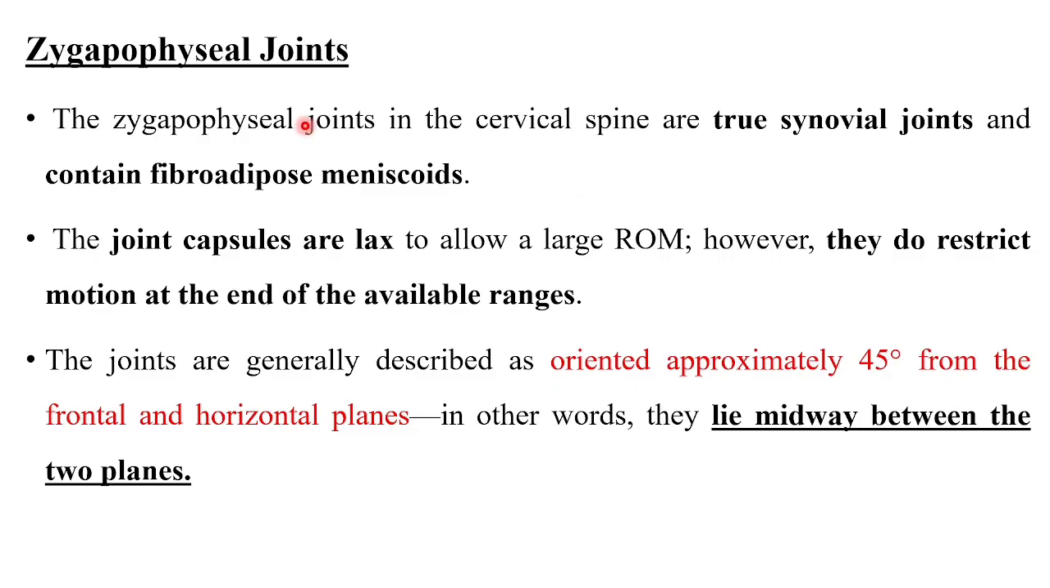Next are the apophyseal joints. The apophyseal joints in the cervical spine are true synovial joints and contain fibroadipose meniscoids. The joint capsules are lax to allow a large range of motion. However, they do restrict motions at the end of the available ranges. The joints are generally described as oriented approximately 45 degrees from the horizontal and frontal planes. In other words, they lie midway between the two planes. The orientation of the facets is in between the frontal plane and horizontal plane.